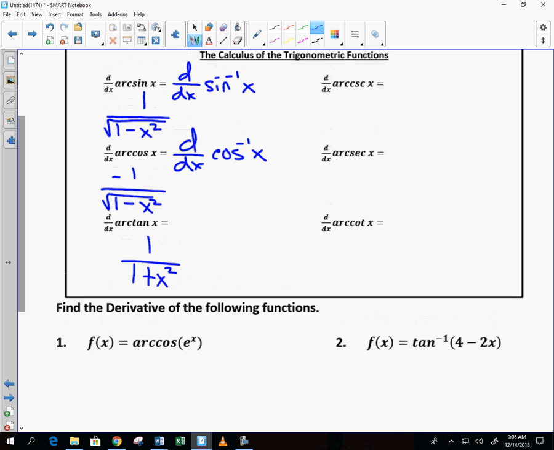Anybody want to guess cotangent? Arc secant would be 1 over x times the square root of x squared minus 1. Anybody want to guess arc cosecant?